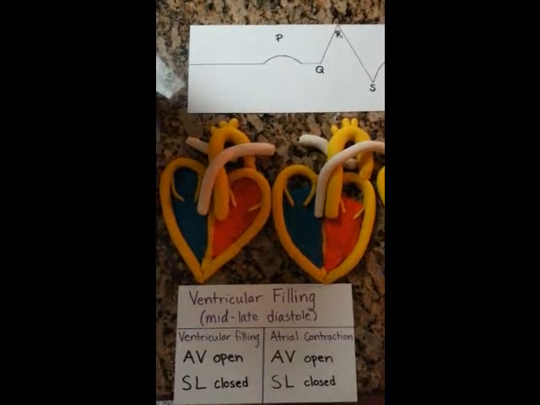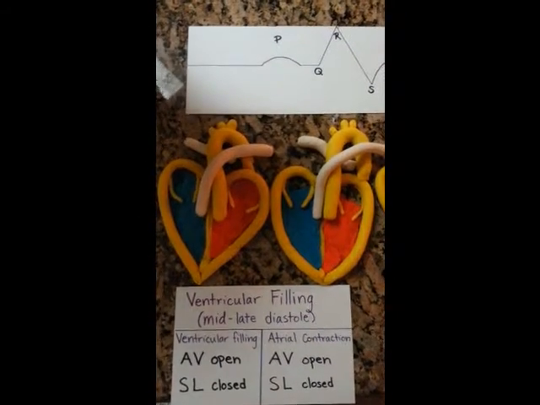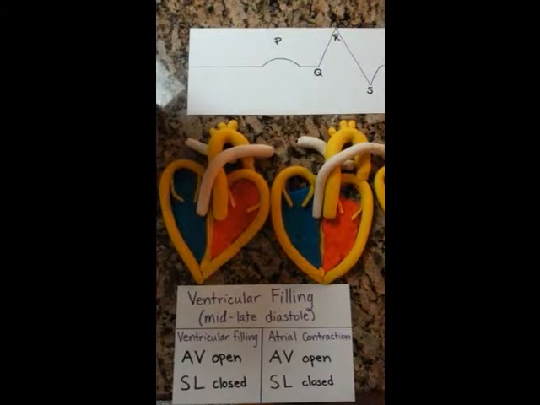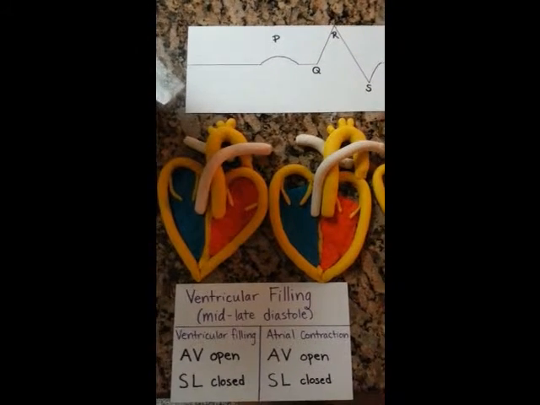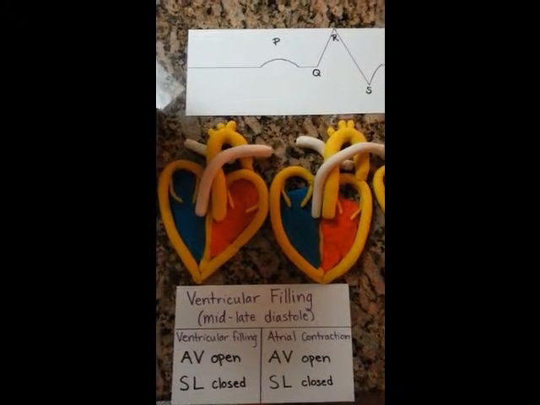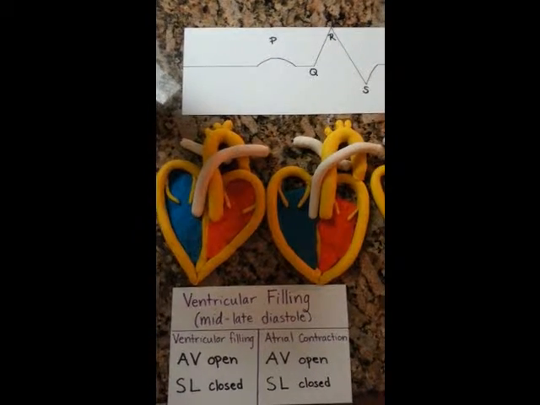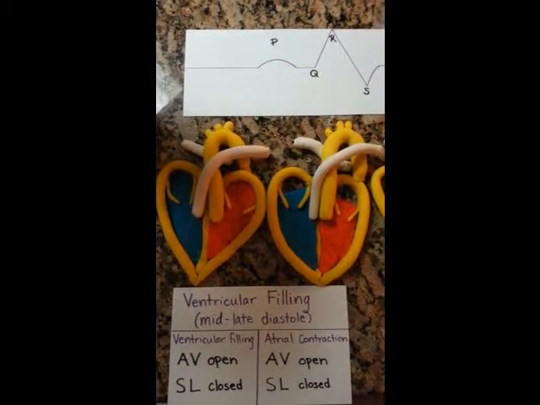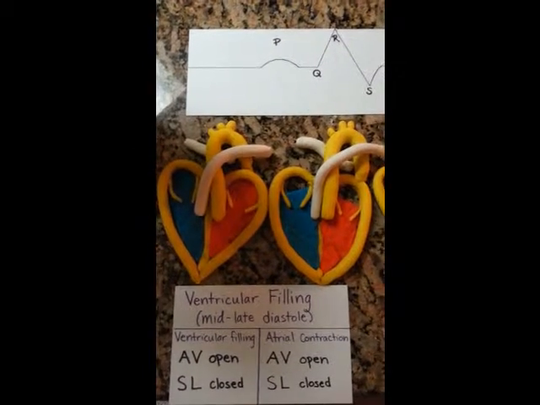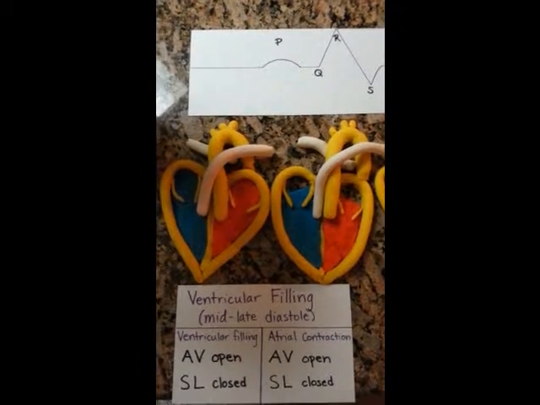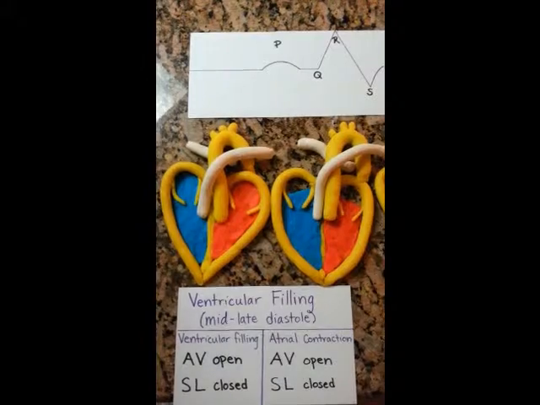Shortly, atrial contraction occurs and atrial pressure increases, forcing residual blood into the ventricles. This is depicted in the second diagram as atrial contraction. Ventricular filling and atrial contraction are depicted in an electrocardiogram in the PR interval.